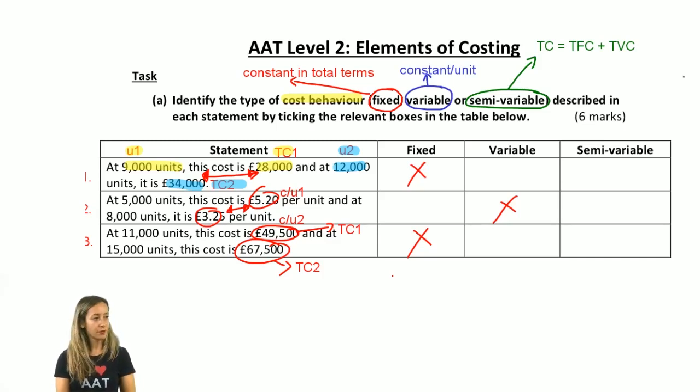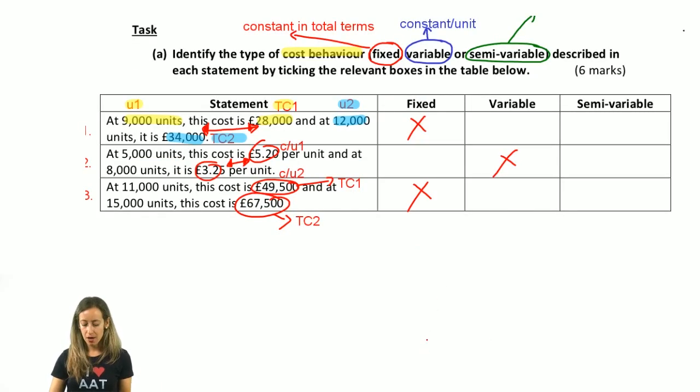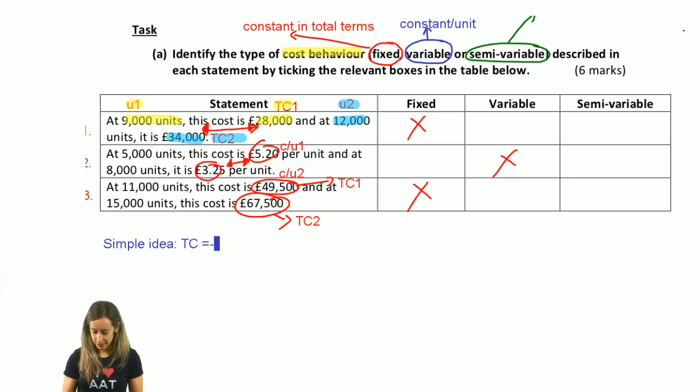And the thing is, one thing which is going to help us decide which cost is which cost behavior type is just to have that simple idea. I'll put it in blue: the total cost, TC, is calculated by taking the number of units and multiplying them by the cost per unit. That's how we calculate it.